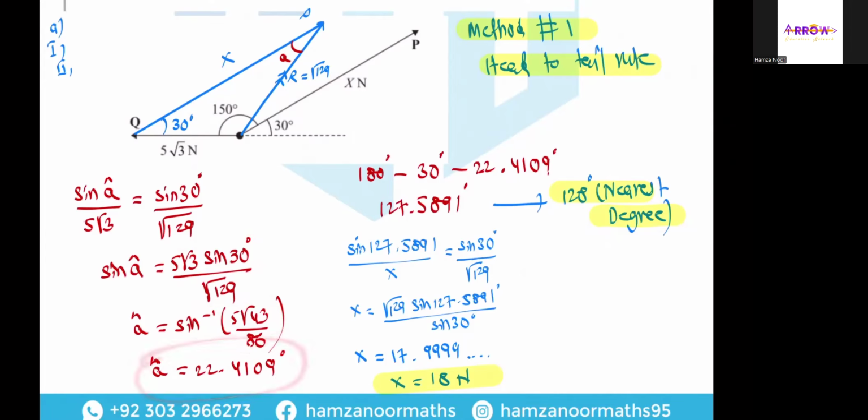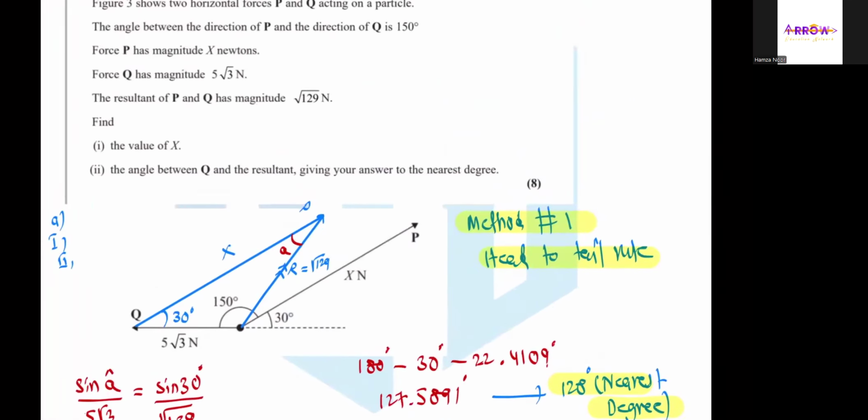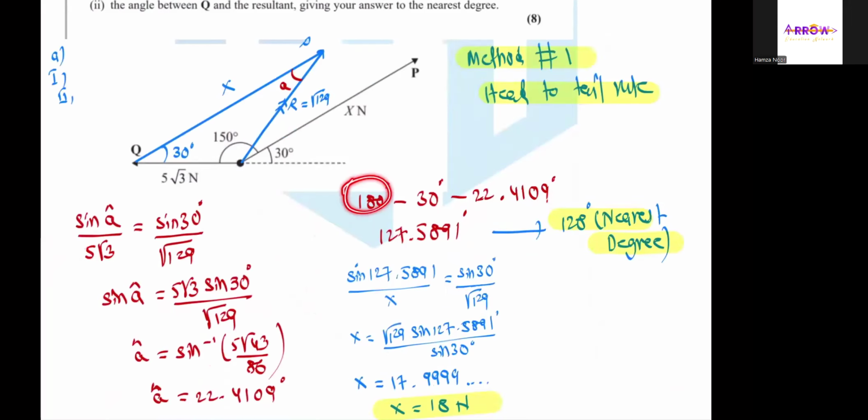I've mentioned this value. Now in order to find the required angle of part 2, the angle between Q and the resultant, meaning this obtuse angle which is below 150 degrees, this angle would be 180 minus 30 and then minus A. As simple as that. So 180 minus 30 minus A. To a higher degree of accuracy, this angle is 127.5891, and correct to the nearest degree, this is 128 degrees.